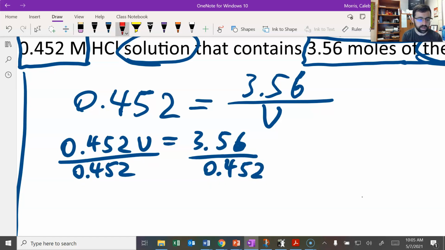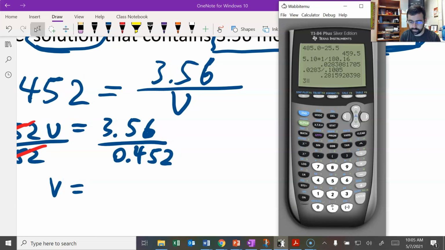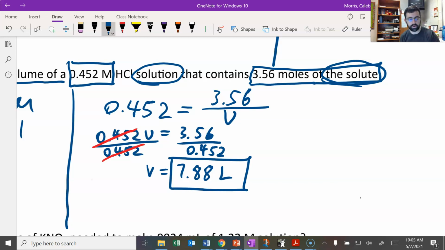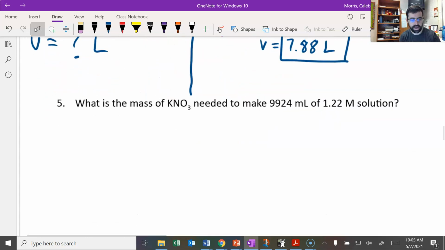Unless you're really, really solid in math, it's good to go ahead and take 2 steps to do this problem so that you make sure you don't make a mistake and leave V in the denominator. V equals 3.56 divided by 0.452. That gives 7.88 liter sample. All right, now let's look at the next one, number 5.